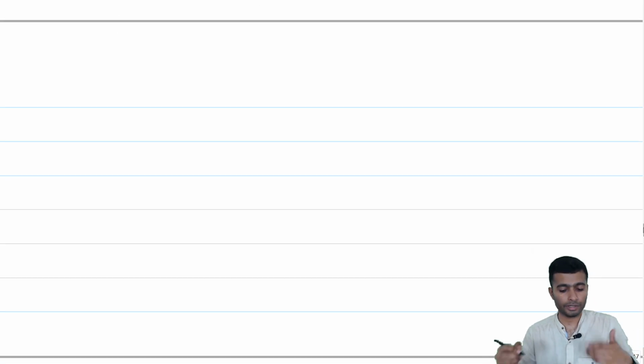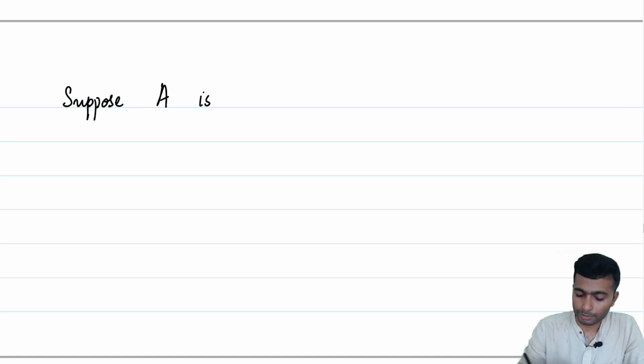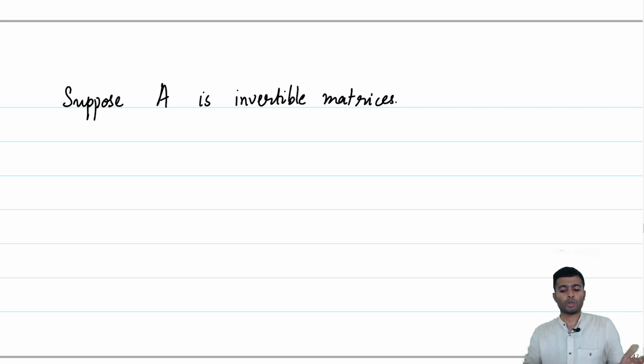Let us start with an invertible matrix. Suppose A is invertible. Let us try to write A as a product of invertible matrices, sorry, elementary matrices. Okay, how do we go about doing that? So, suppose A is an invertible matrix.